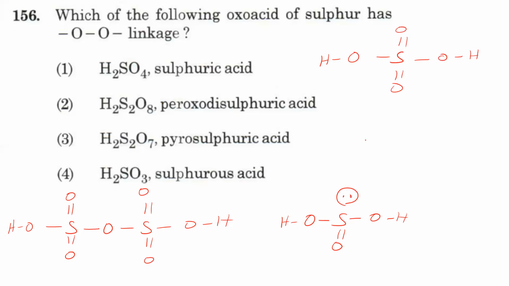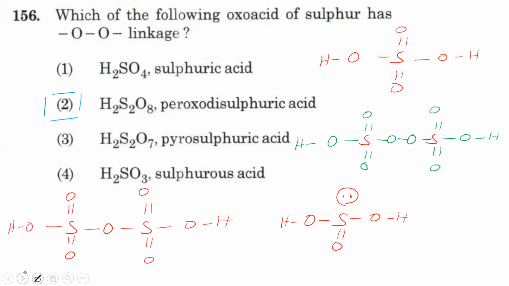Next we will take H2S2O8. In H2S2O8, 2 sulfur atoms are there, and 8 oxygens. 6 oxygens are terminal, the remaining 2 oxygen atoms are in between the sulfur atoms, and the 2 hydrogen atoms are OH groups. Sulfur can make 6 bonds and oxygen can make 2 bonds. Now here an OO linkage is present. The OO linkage is present in peroxydisulfuric acid. Therefore the answer is H2S2O8. We will take the next question.